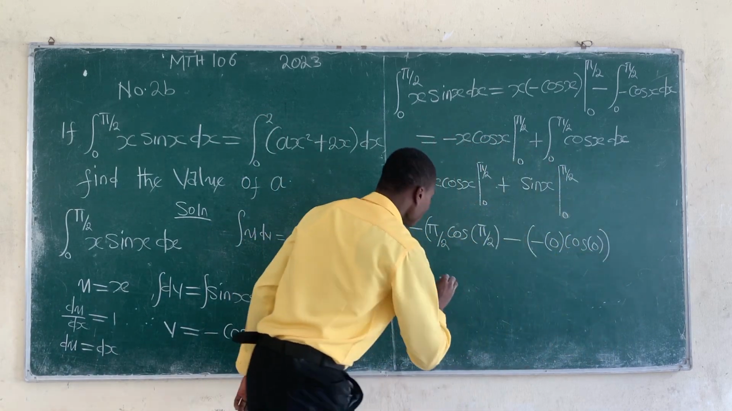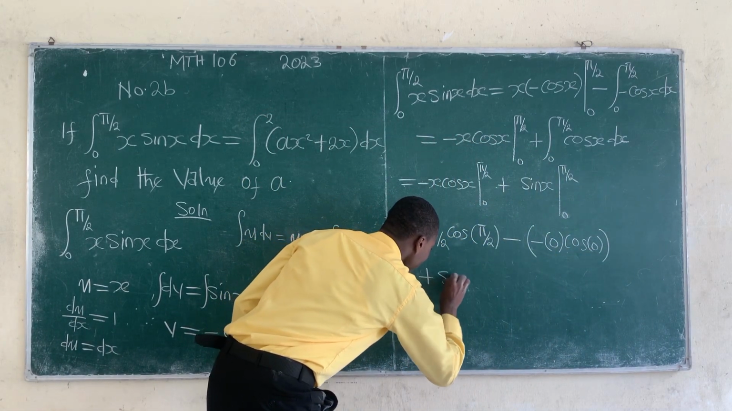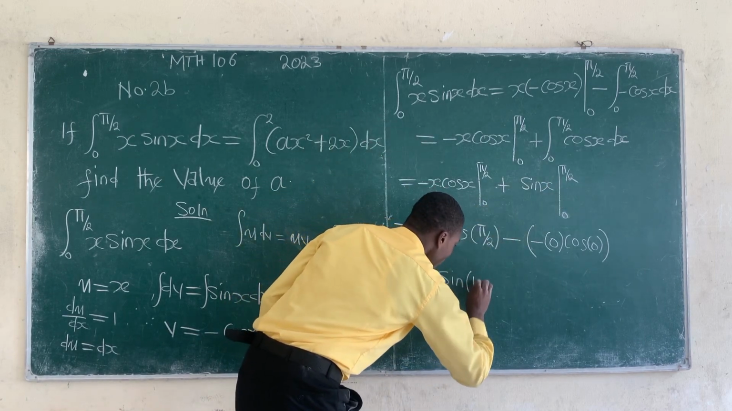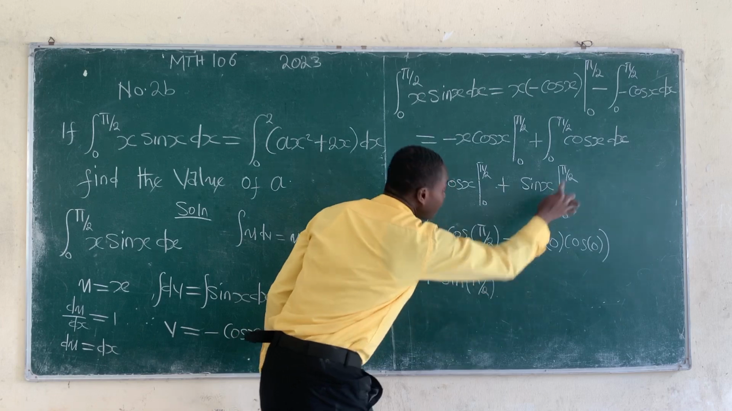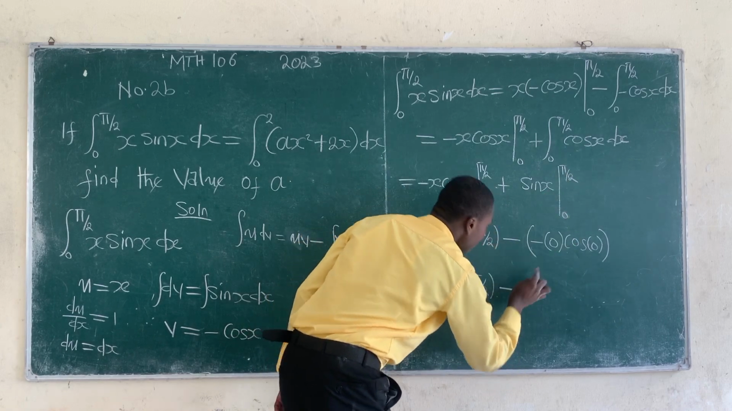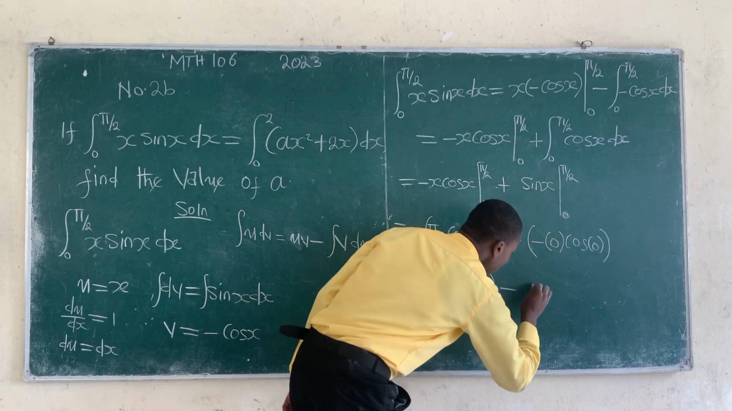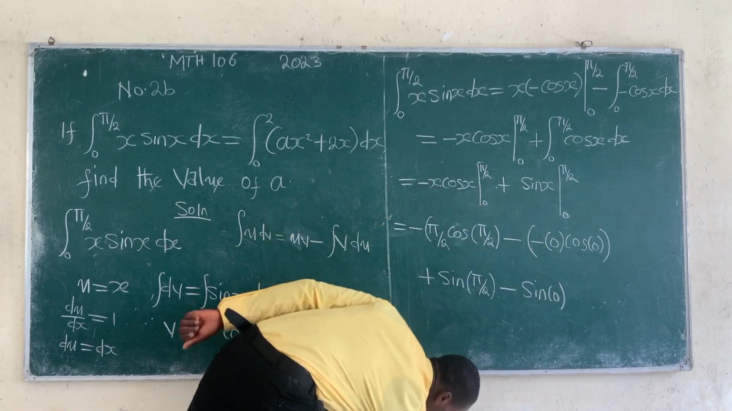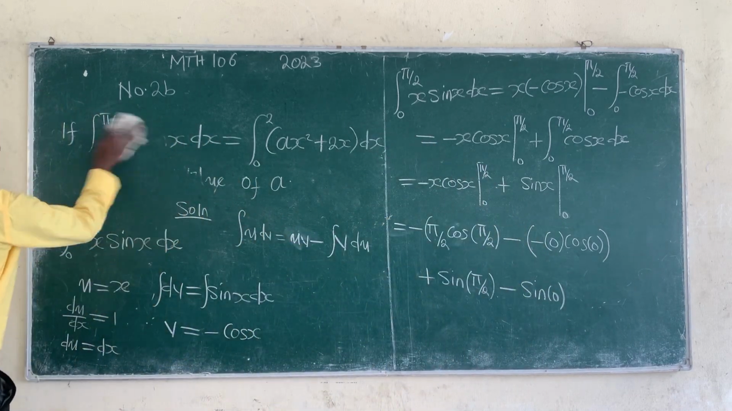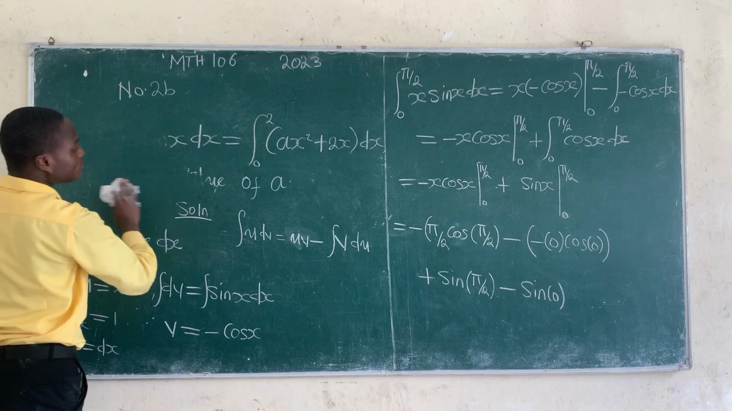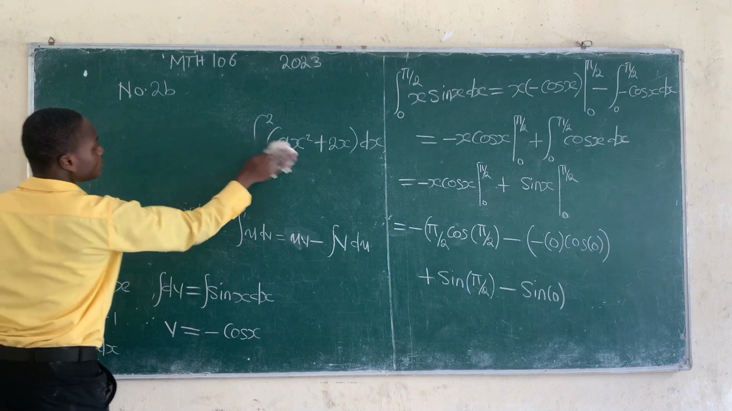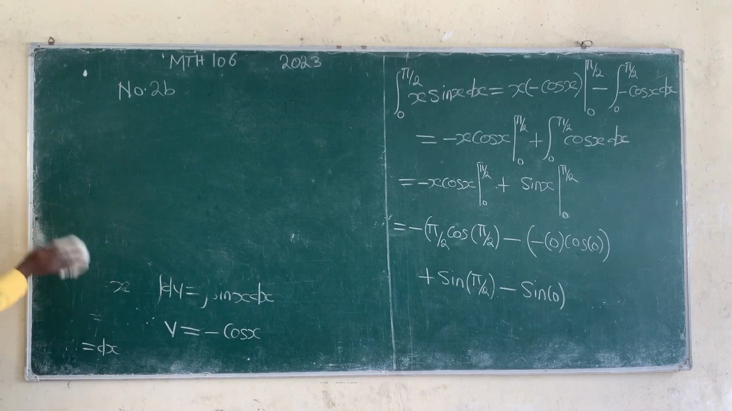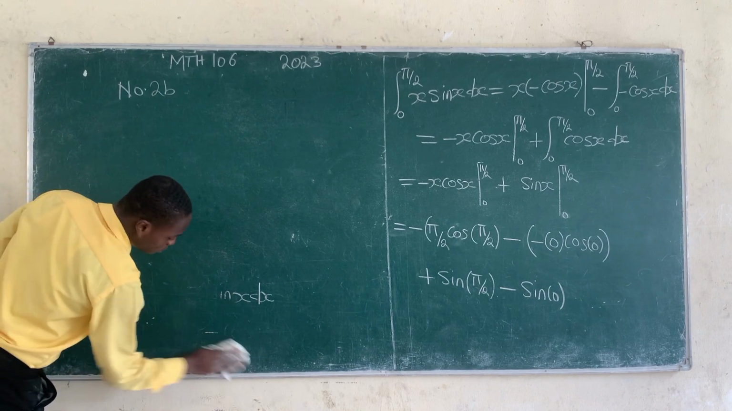Then the next one we need to do is to add plus sine pi over 2. Then from here to here is minus, in place of x, we put 0, sine 0. So let's evaluate and see what we have.